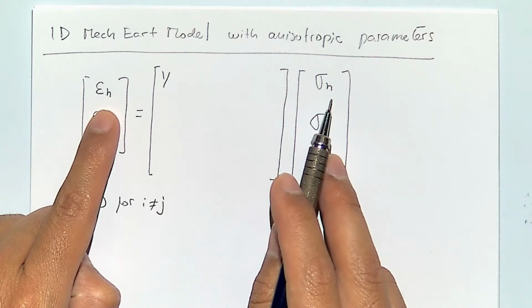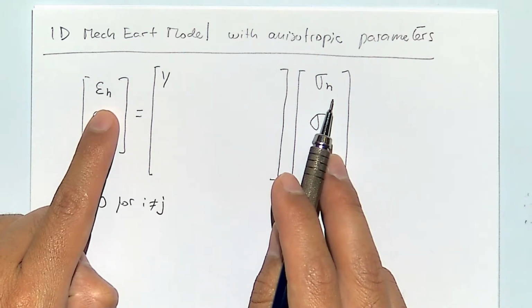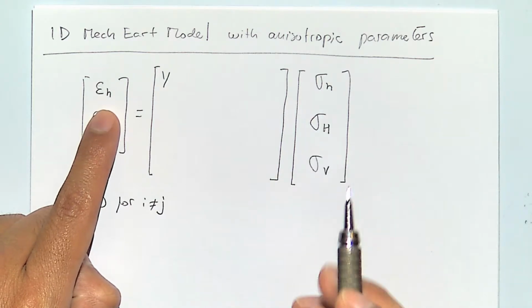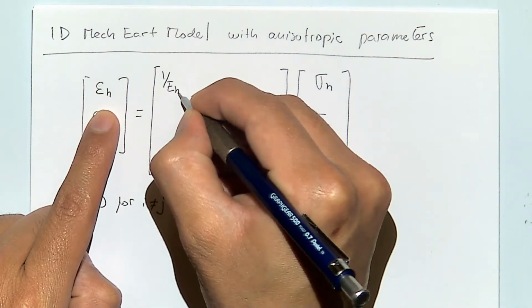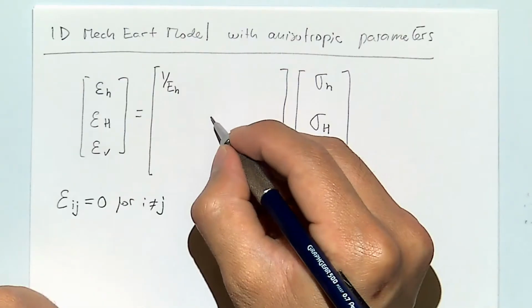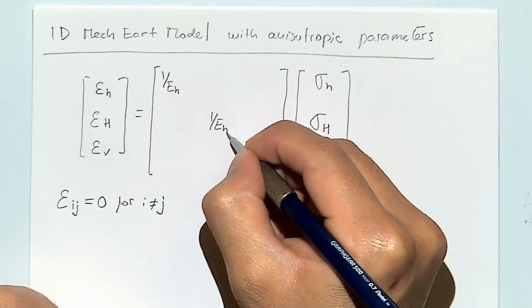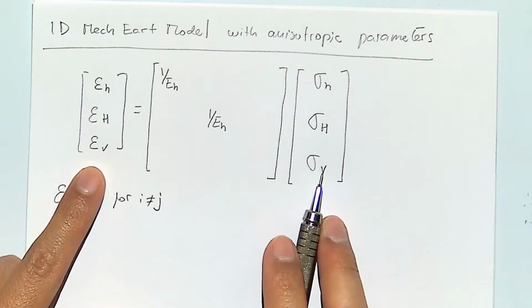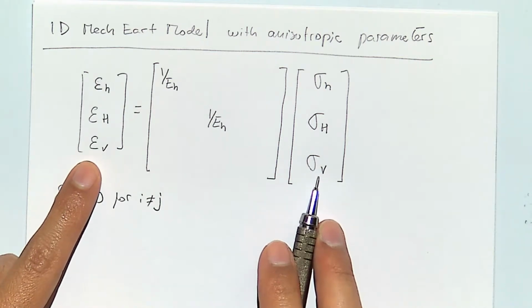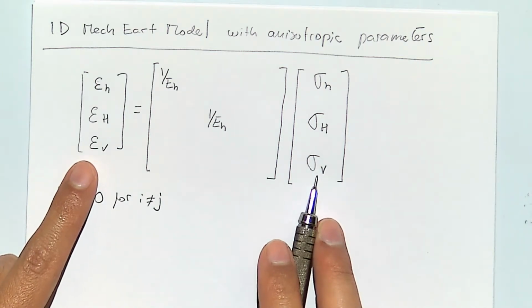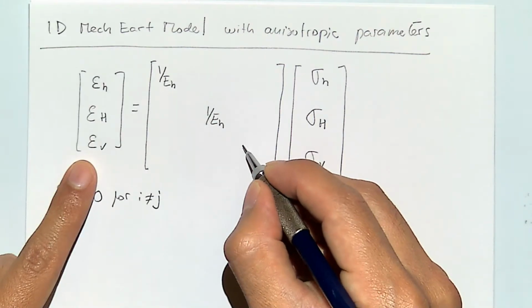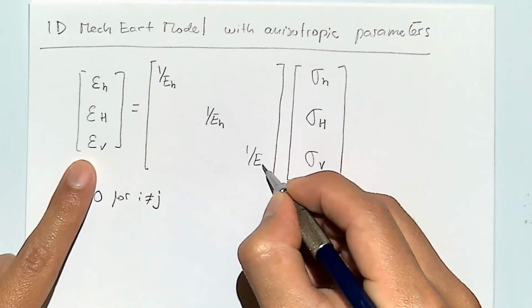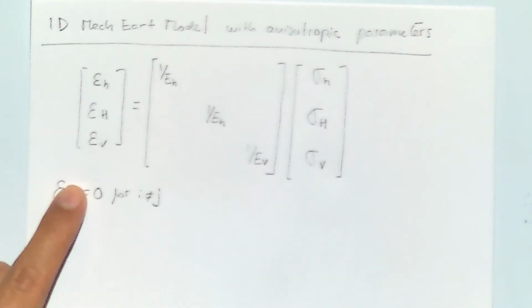The horizontal MEM modulus or the vertical MEM modulus? Horizontal, right? So here we're going to have horizontal, and here also we're going to have horizontal. The same way, if you relate vertical strains to vertical stresses, the coefficient is the vertical MEM modulus.